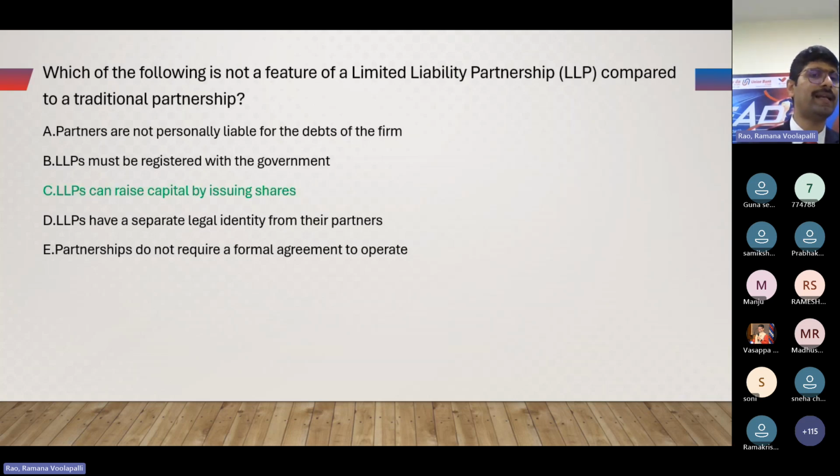So, can an LLP raise capital by issuing shares? Though the LLP is ultimately a partnership only, it cannot raise capital from outside by issuing shares. It only has certain limited partners through whom the capital has to be raised. So the answer is C. Hope I am clear on that.